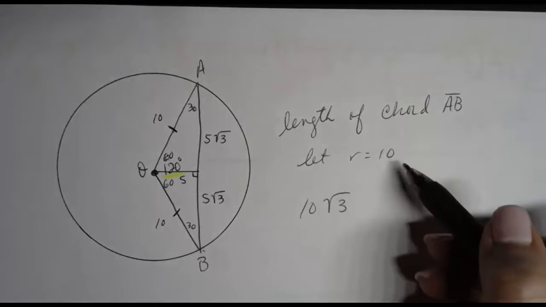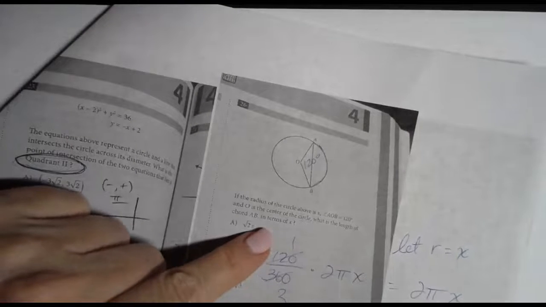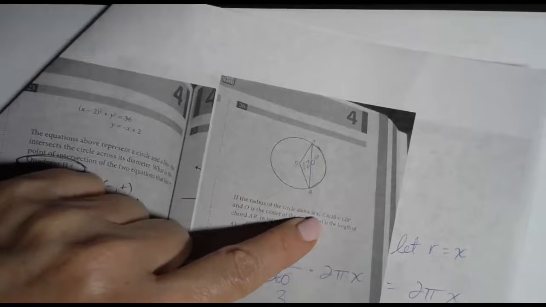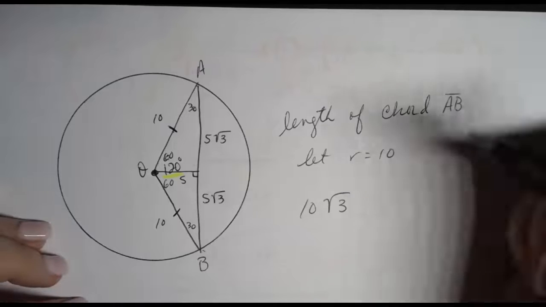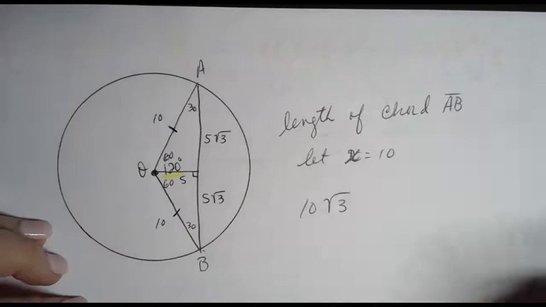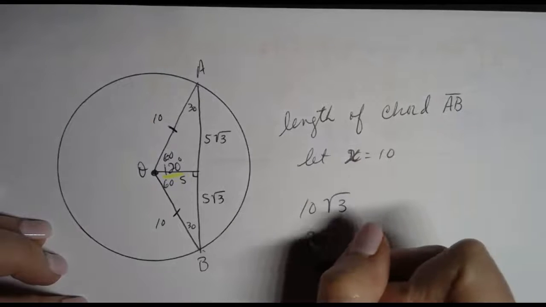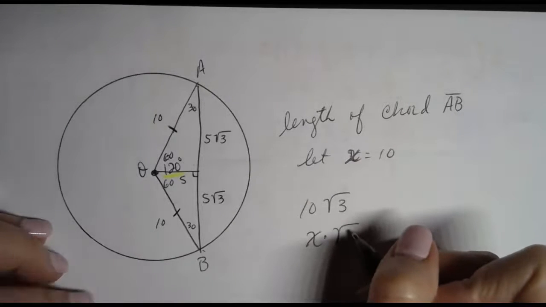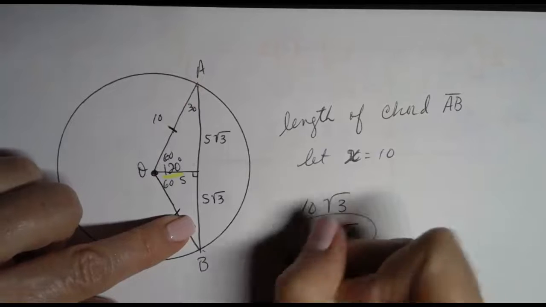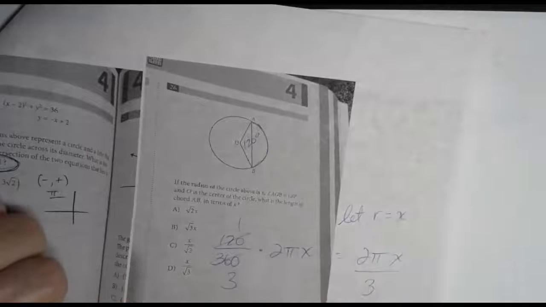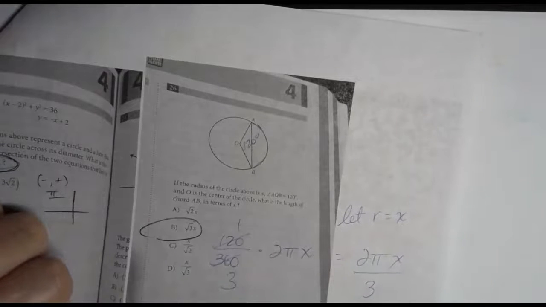Remember, we let the radius be 10. If I go back and read the problem one more time, it says the radius of the circle above is x. Maybe I shouldn't put r there; maybe I should put x there. So if we let x be 10 and our chord AB is 10 root 3, doesn't that mean that our chord AB is x root 3? Which it is. And x times root 3 is exactly the same thing as root 3 times x. That's why the answer has to be B.